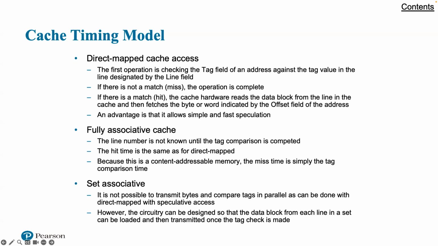With a set associative cache, it is not possible to transmit bytes and compare tags in parallel as can be done with the direct mapped cache with speculative access. However, the circuitry can be designed so that the data blocks from each line in a set can be loaded and then transmitted once a tag check is made.